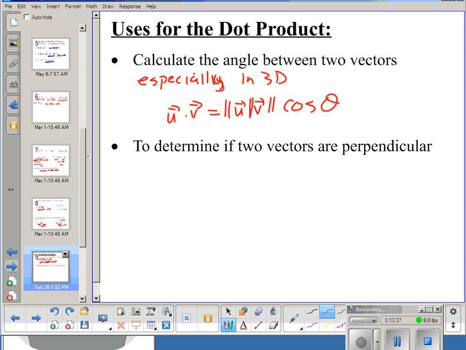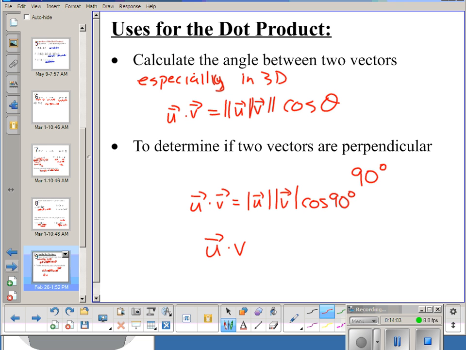And then the other thing we can do is determine if 2 vectors are perpendicular. To be perpendicular, we would know that they'd have an angle of 90 degrees, or pi over 2 radians, depending on how you think of it, which would mean the magnitude of u, magnitude of v, cosine of 90 degrees. But the cosine of 90 degrees, hopefully you know, is 0. So when u dot v is 0, your vectors are perpendicular. And that is the only way that your vectors can be perpendicular, is if their dot product is 0.